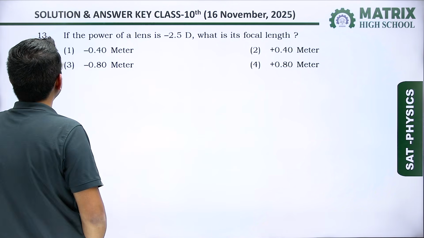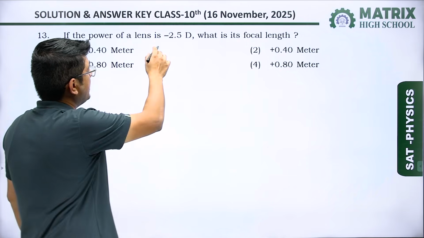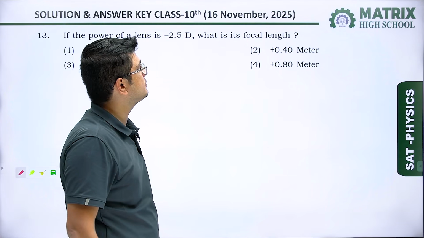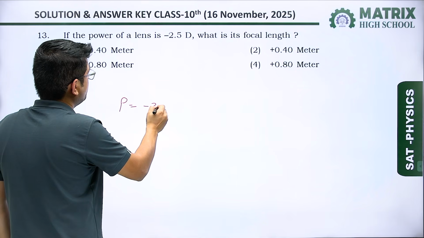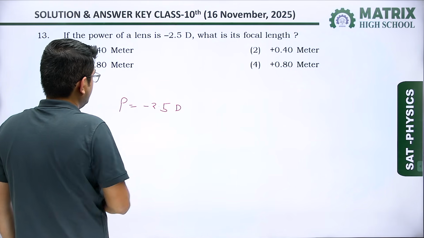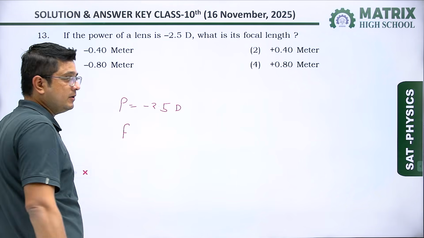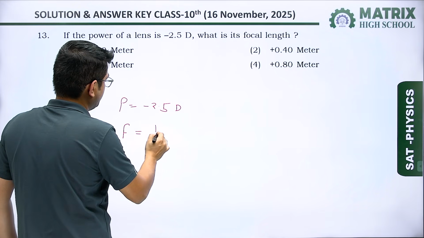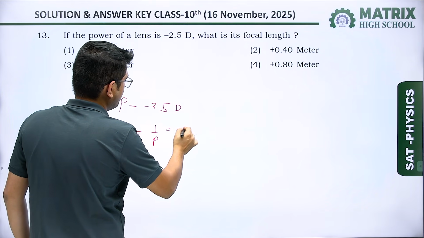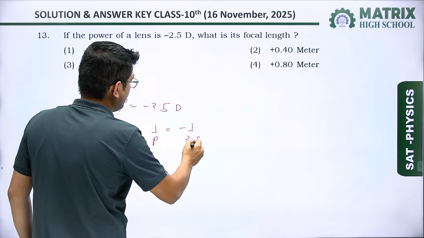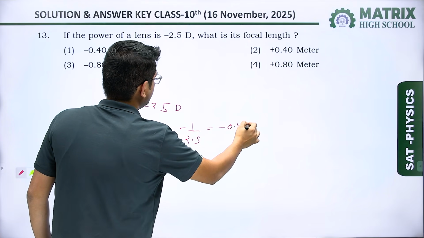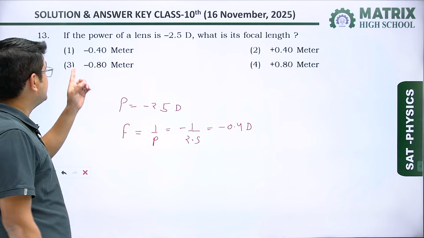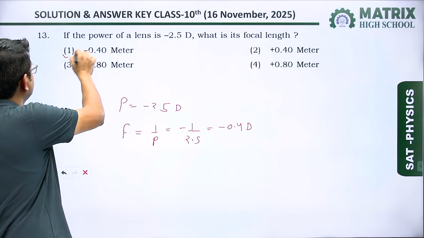Question number 13. If the power of a lens is minus 2.5 diopter, what is its focal length? As we know, power is given as minus 2.5 diopter, and the relation between power and focal length is f equals 1 by P. So putting the values, minus 1 divided by 2.5. On solving this we will get minus 0.4. So our correct answer is option 1.